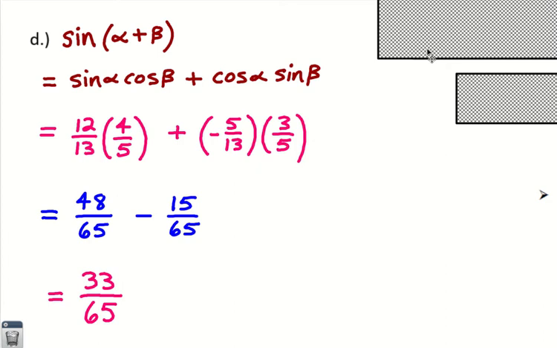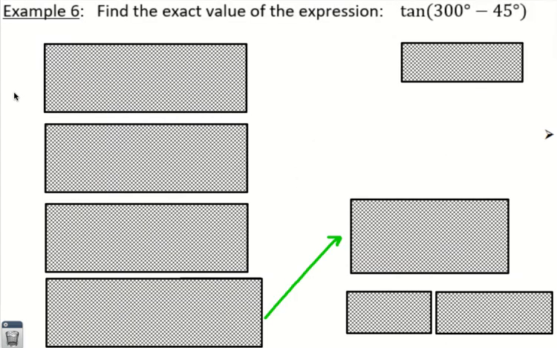Nothing new to say. Same old stuff. Example 6. Tangent, finally. Find the exact value of the expression, the tangent of 300 minus 45.